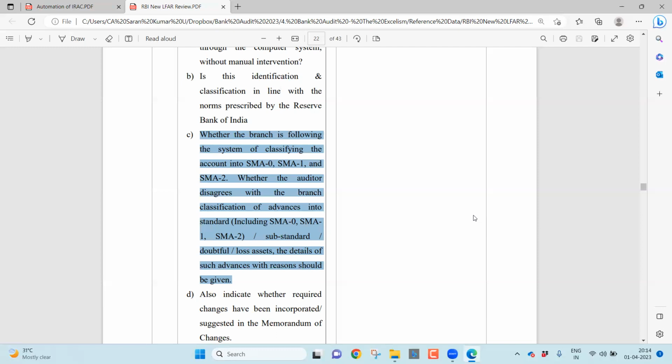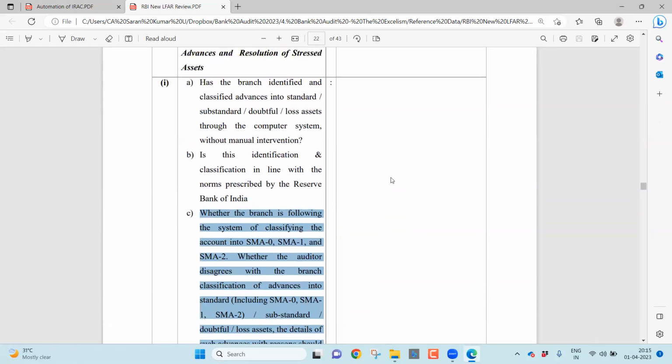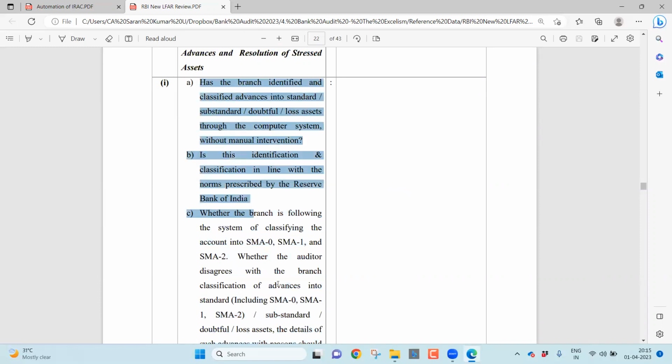Then, using your analytical procedure, you will identify whether a specific account is in SMA 0, SMA 1, or SMA 2. Compare the same with the report given by your branch. If there is any deviation, then you should ask the branch manager the reason, and you must provide those reasons here. And if you find any instance where the system itself has not classified properly, you can give your adverse opinion for all these questions. You have to qualify your report.